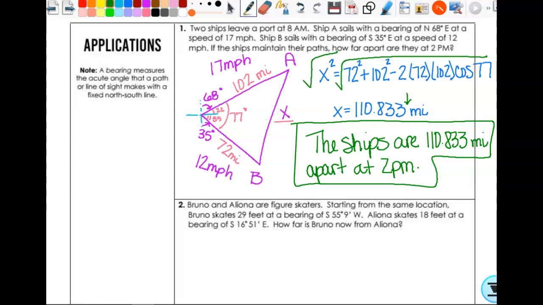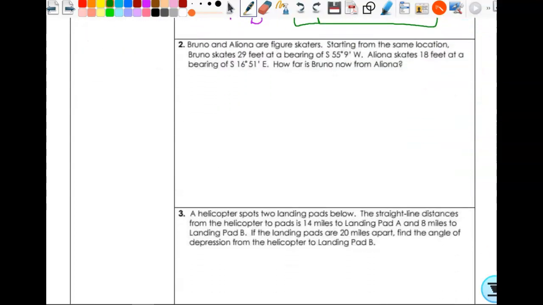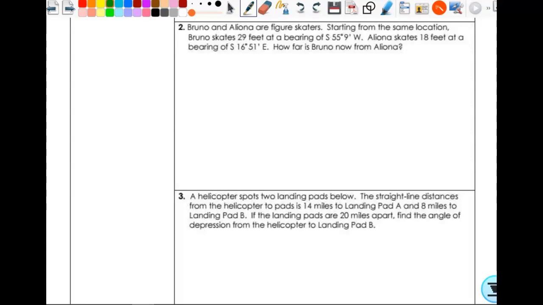Let's check out these figure skaters. Okay, so we have Bruno and Aliona. They're figure skaters. They're starting from the same location. Bruno skates 29 feet at a bearing of south. Oh, look, that's in degrees, minutes, seconds. He's going southwest. Aliona skates 18 feet going southeast.